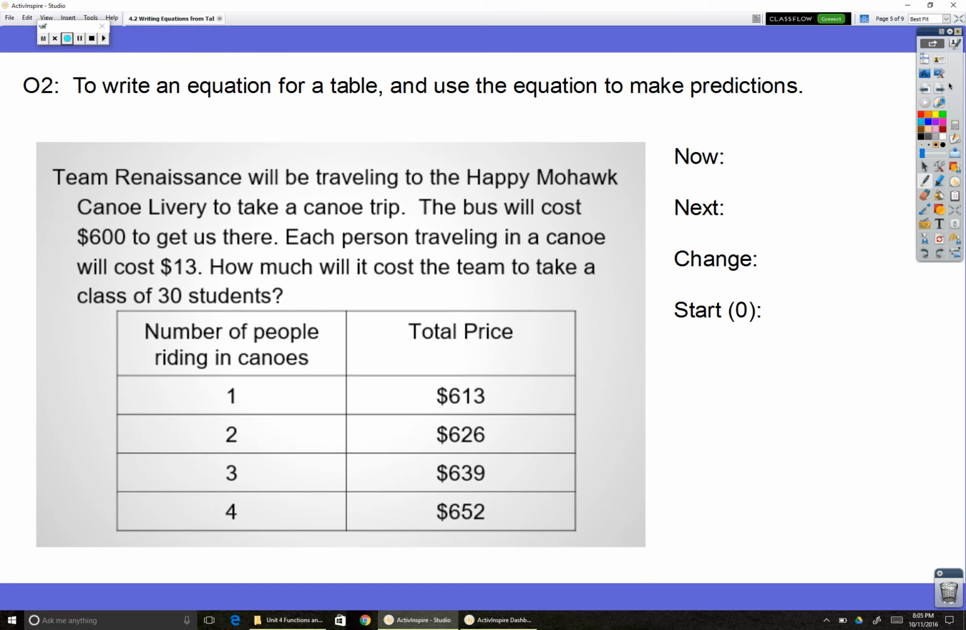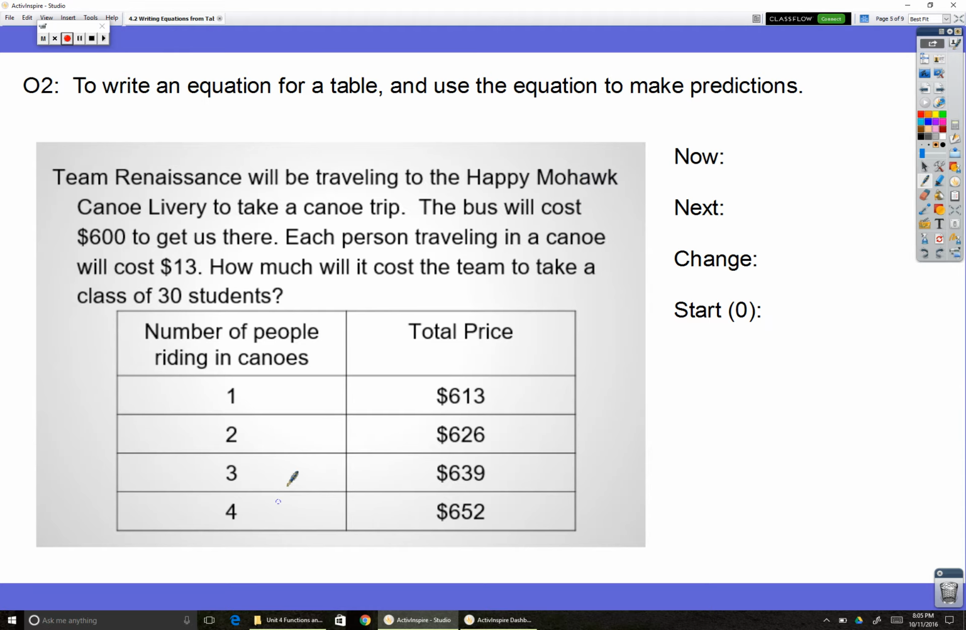Okay, objective 2 is to write an equation for a table and use the equation to make predictions. So we're going to use our equation now to stretch beyond the information given us to make predictions about future events. Team Renaissance will be traveling to the Happy Mohawk Canoe Livery to take a canoe trip. The bus will cost $600 to get us there. Each person traveling in a canoe will cost $13. How much will it cost the team to take a class of 30 students?